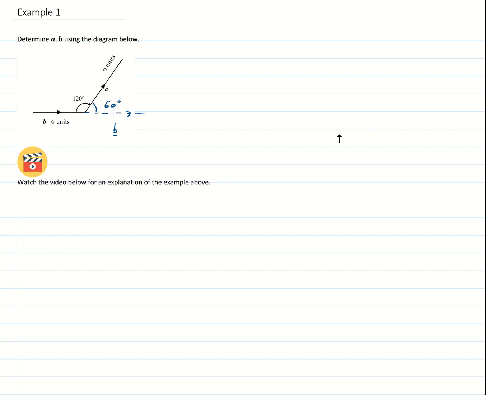So when we set up our scalar product, or our dot product, A dot B is going to be equal to, once again, A times B times cos theta. Magnitude of A is just 6, magnitude of B is 4, and we're going to have cos of 60. Now, cos 60 is equal to 1/2.